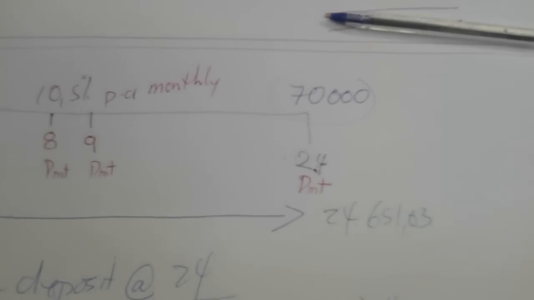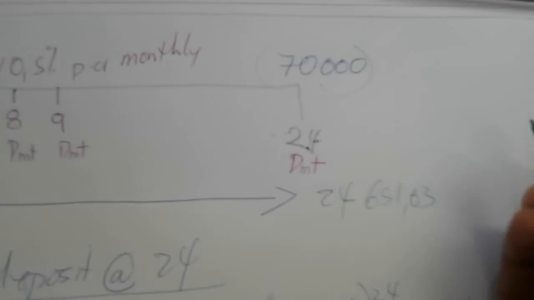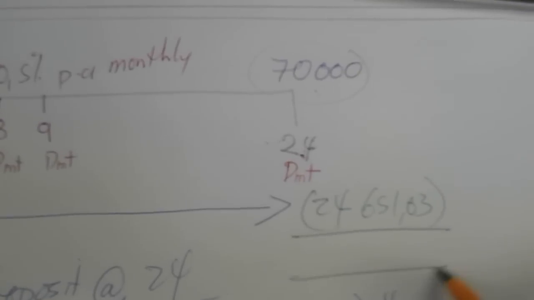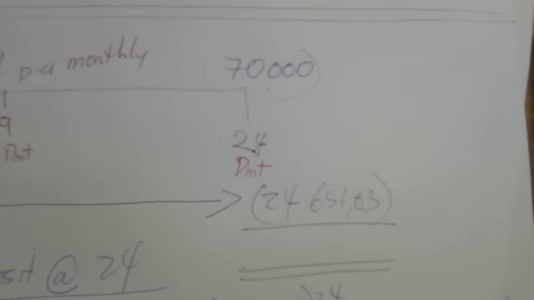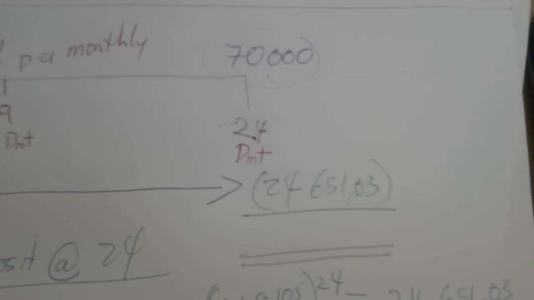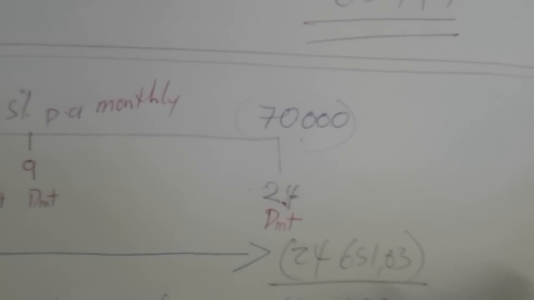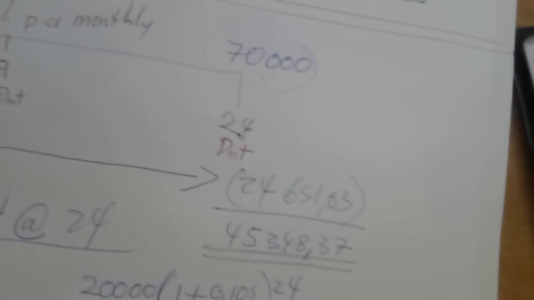Right, now that we know that this is 24,651.03, but you see, unfortunately, it's not equal to 70,000. So obviously, the deposit on its own is not enough, right? So we need to know what is the shortfall, right? And in this case, the shortfall now is 70,000 minus 24,651.63, which gives you 45,348.37. There you go. So that is the difference, right?